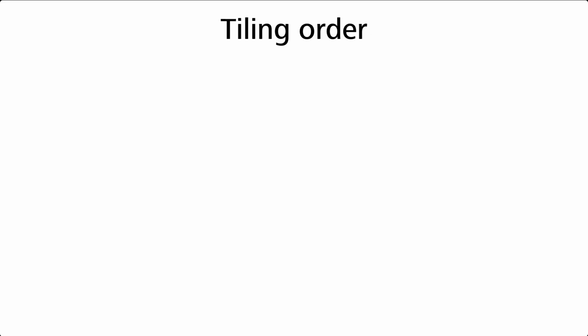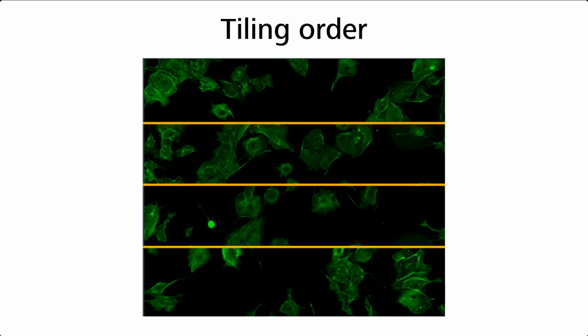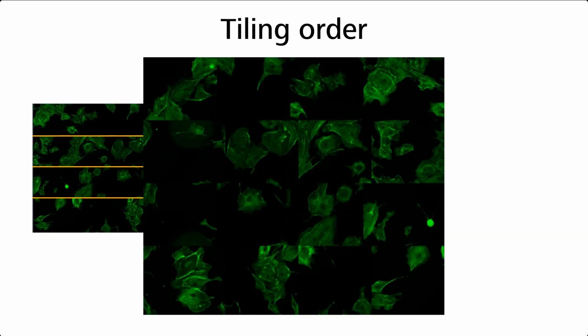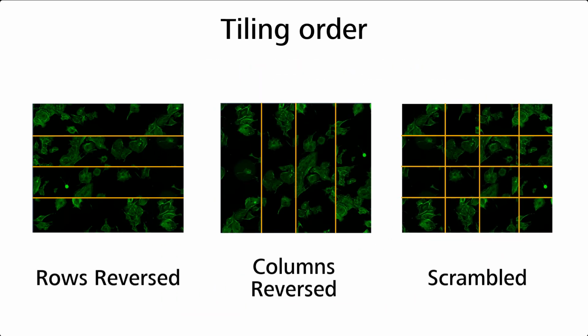If the tiles are arranged in the proper order, you may skip to the next step. Otherwise, there can be three possible outcomes. Rows of tiles appear aligned but are acquired in reverse, columns are acquired in reverse, or all tiles are scrambled. Make note of the outcome.